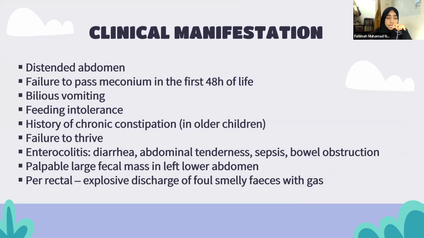Okay, so for the clinical manifestation of Hirschsprung disease, usually it is diagnosed in the neonatal period. We can see that the baby has a distended abdomen and failure to pass meconium in the first 48 hours of life. There may also be bilious vomiting and feeding intolerance. Sometimes neonates can pass meconium normally. However, when they get older, they will have a history of chronic constipation, and the child may also have failure to thrive. In severe cases, there may be enterocolitis.